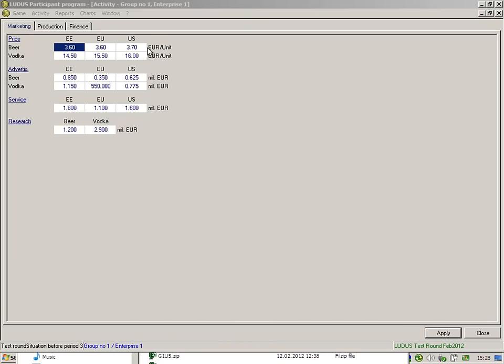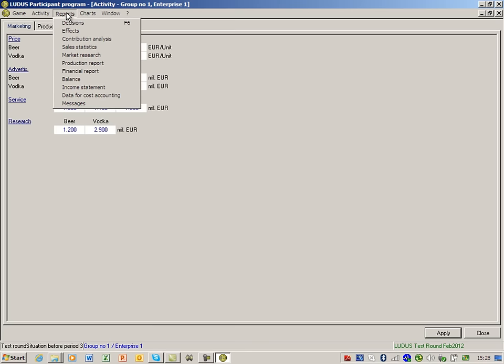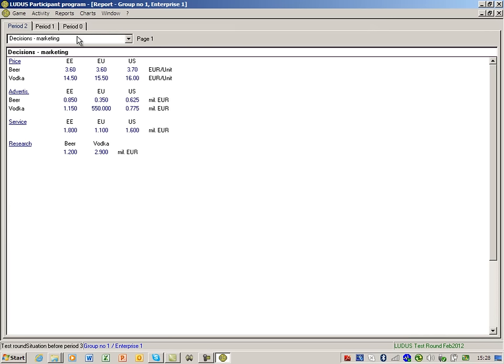Now we are concentrating a little bit more on the analysis of the reports. We zoomed in already and we saw that there are a lot of reports available. For example, when we've played already a couple of periods, in this case two periods, and we are before the decision-making process of period number three, we have periods 0, 0, 1, and 2 available.